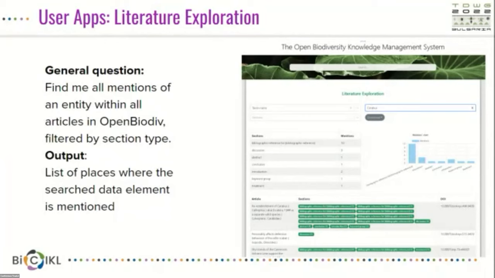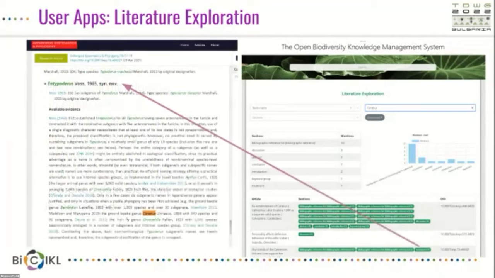Also on the right, you can see a graph which represents in what kind of sections this taxon name is mentioned, mostly in references. But the good thing is that thanks to the identifiers we assigned already in the XML, when you click here from this website, basically you can go to the exact place in the original article where this thing is mentioned. So basically you can refer back, not only to the article, but also to the exact place.